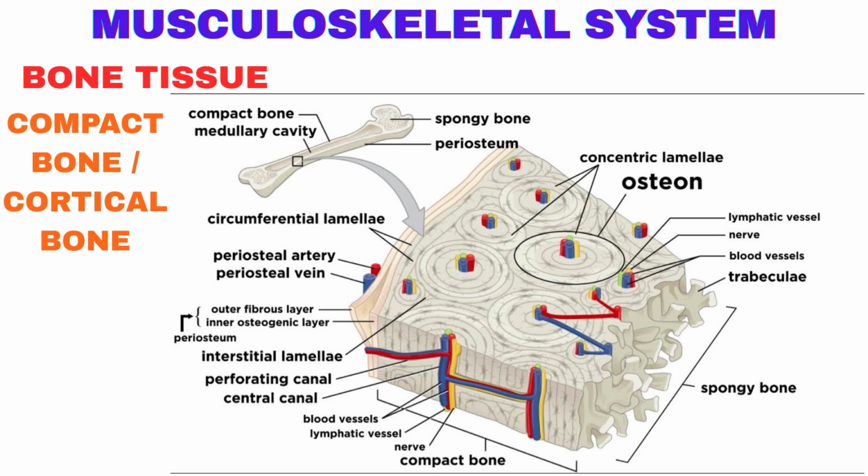Near the surface of a compact bone, the lamellae are arranged parallel to the surface. These are called circumferential lamellae. Deep to the periosteum, just superficial to the endosteum, are circumferential lamellae, which extend completely around the diaphysis, helping the long bones to resist twisting.